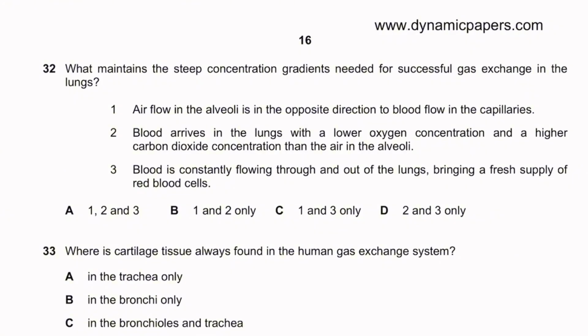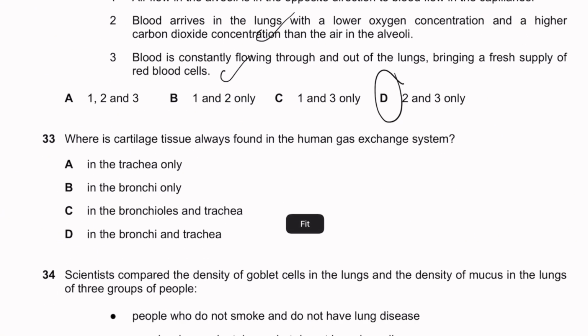And this may definitely help in the case of transport, because once we have a different concentration gradient, that allows for diffusion to happen, and this could lead to further steepness of the concentration gradient. Anyway, blood is constantly flowing through and out of the lungs, bringing a fresh supply of red blood cells. I think this is true. So I'd say 2 and 3 only, D.